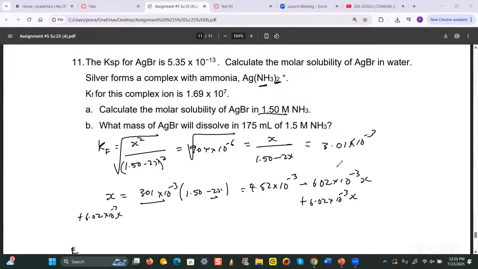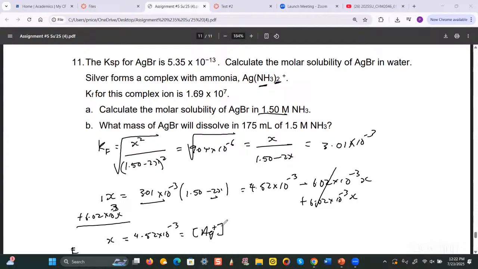Right? So these two will disappear. Now, this is 1x plus 6.02 times 10 to the minus 3 x. So that 6.02 times 10 to the minus 3 is a very small number. So basically, this will be the same as x equals 4.52 times 10 to the minus 3. And that would be equal to, if you remember the ICE table that I had before, which I erased, the concentration of Ag plus, right?